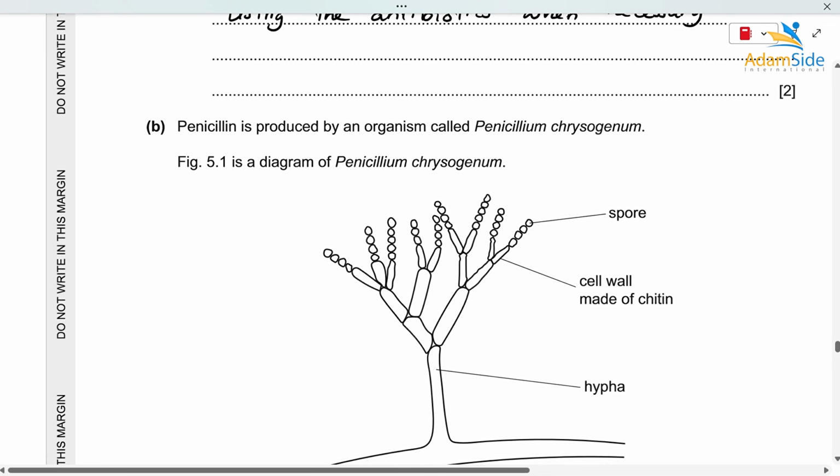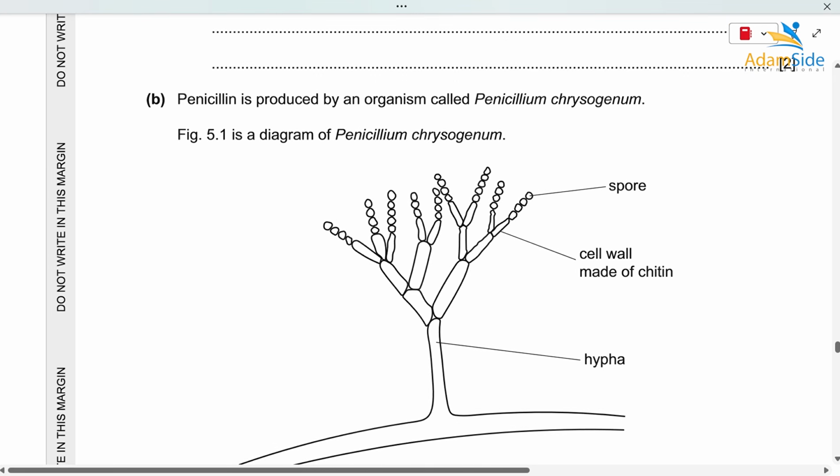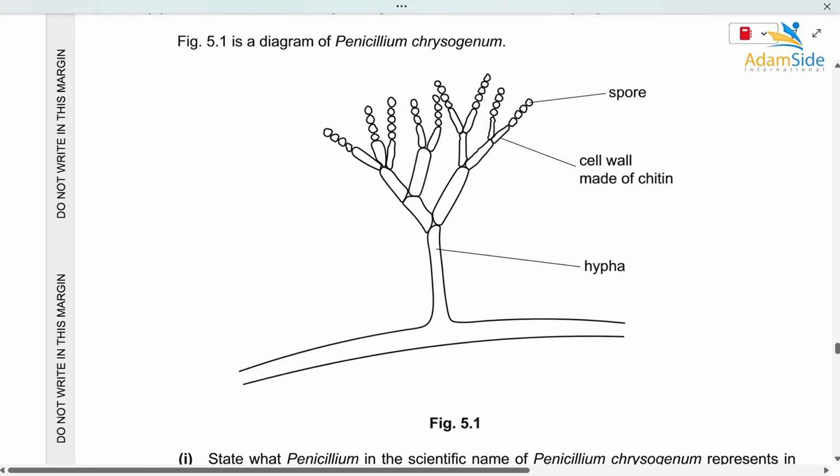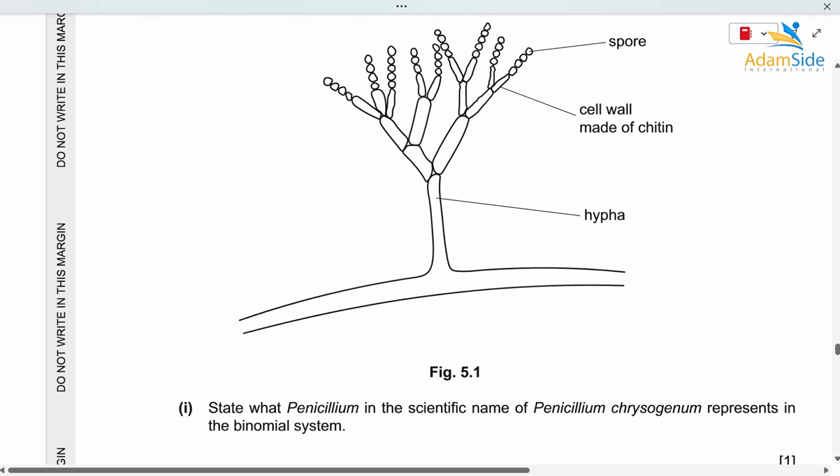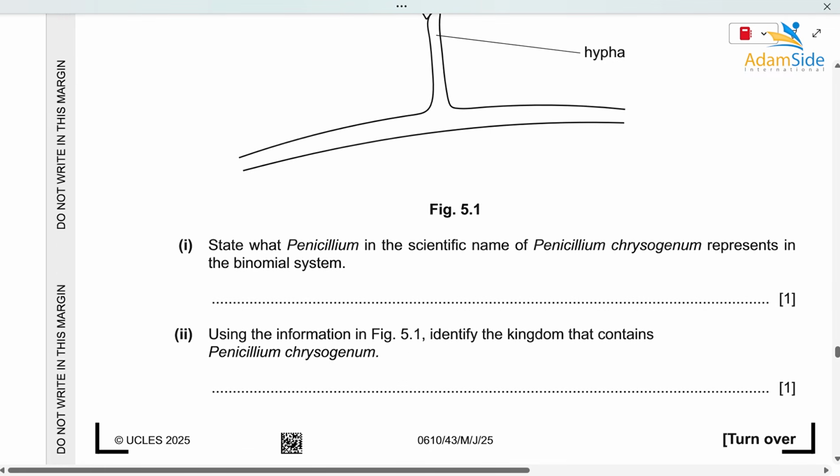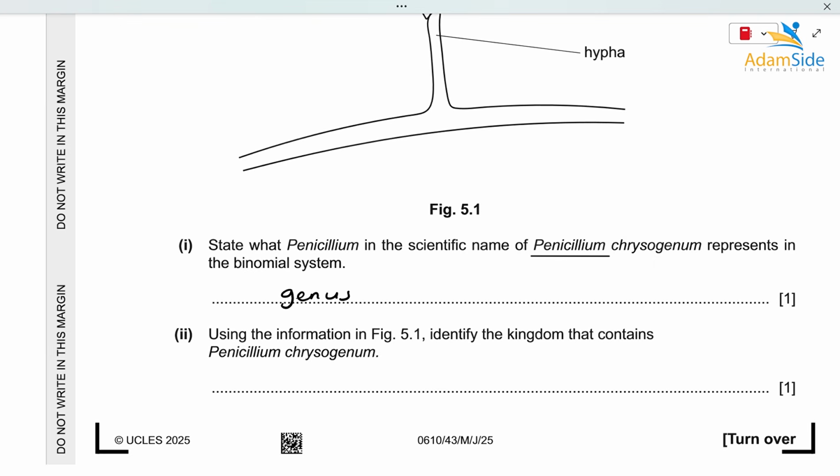Okay, penicillin is produced by an organism called Penicillium chrysogenum. Figure 5.3 is a diagram of Penicillium chrysogenum. As we can see, it has spores, a cell wall, and hypha. State what Penicillium in the scientific name Penicillium chrysogenum represents in the binomial system. In the binomial system, we assign two names to an organism. The scientific name usually has the genus name and the species name. The genus name comes first and starts with a capital letter. So Penicillium represents the genus.